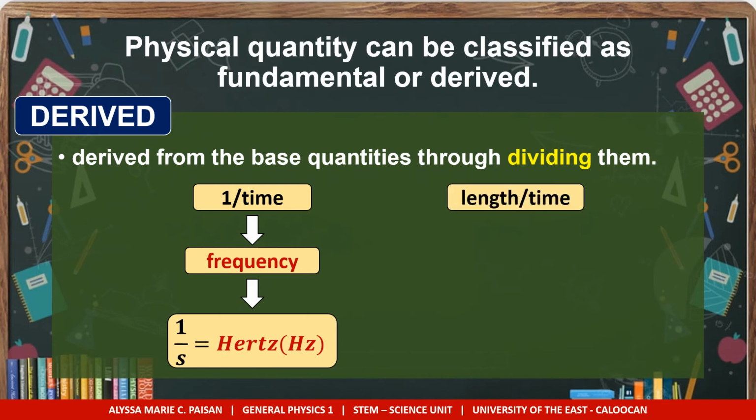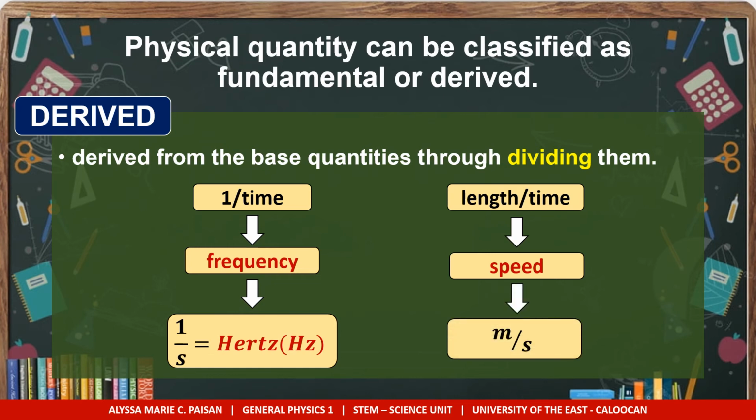When length is divided by time, the result is the derived quantity speed. The unit for speed is meter per second since the unit of length is meter and the unit of time is second.